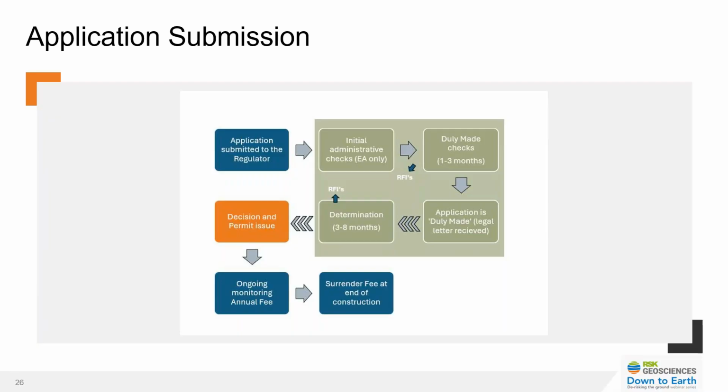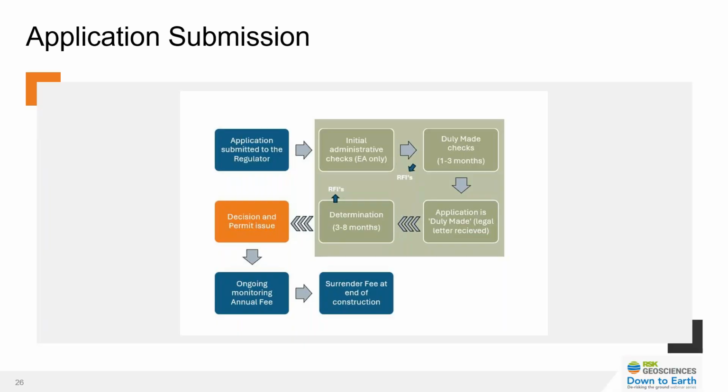Once the initial RFI process is complete, the application is then passed to a queue for a permitting officer to pick up and review for duly made checks. Once the application is duly made, we're looking at anywhere between 3 and 8 months on current timescales, and that is when the application will be determined. And ultimately, the permit is either approved and issued once the relevant legal checks are complete, or the application gets refused.